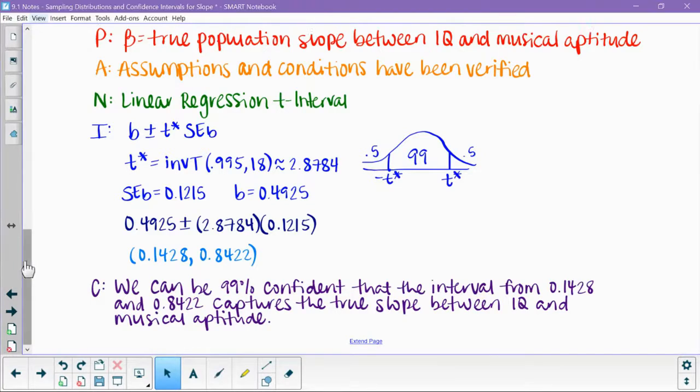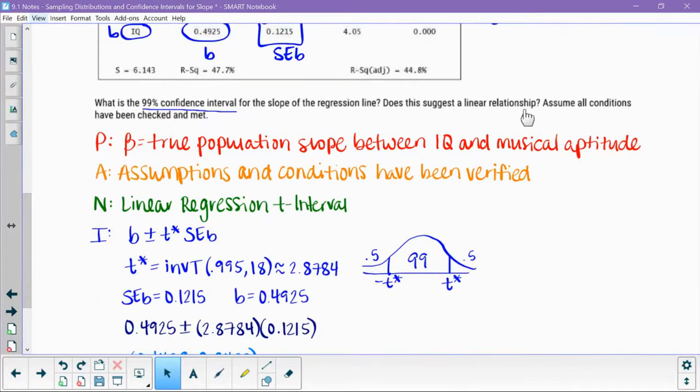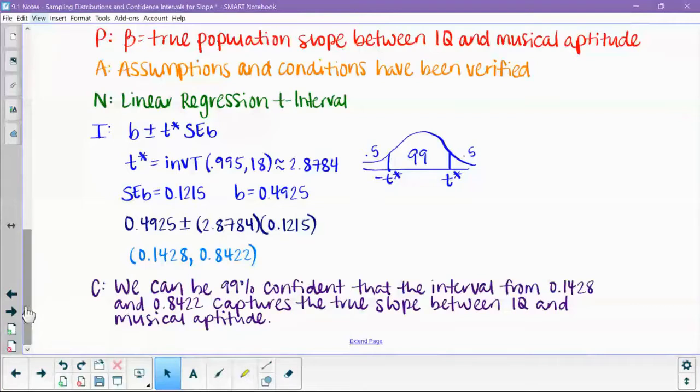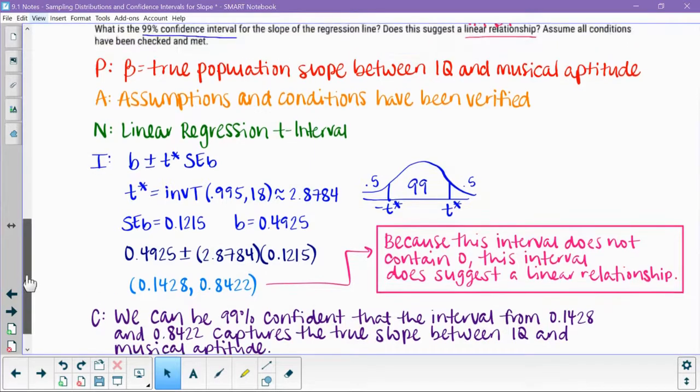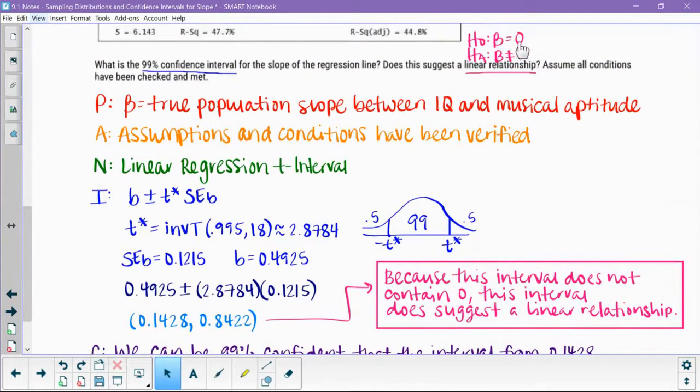Now, before we move on, we did have one additional question. Does this suggest a linear relationship? Well, if I looked at my confidence interval, remember, it's really important how we relate it to 0. Because this interval does not contain 0, this interval does suggest a linear relationship. That's based on the whole idea that our null would be beta equals 0, and our alternative would be beta not equal to 0. We'll talk a little bit about that when we get to hypothesis testing.